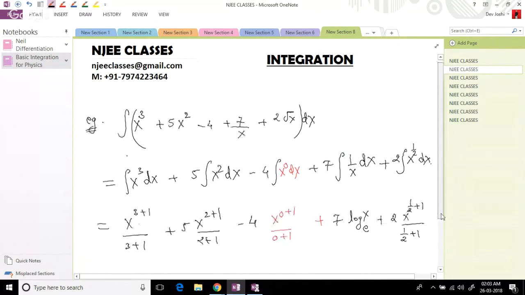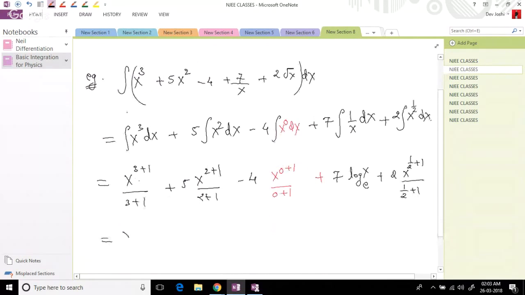Correct? Now just solving this equation, it will become x to the power 4 upon 4 plus 5 x to the power 3 upon 3 minus 4x. So x to the power 1 upon 1 is simply x. Remember that the integral of dx is equal to x itself.